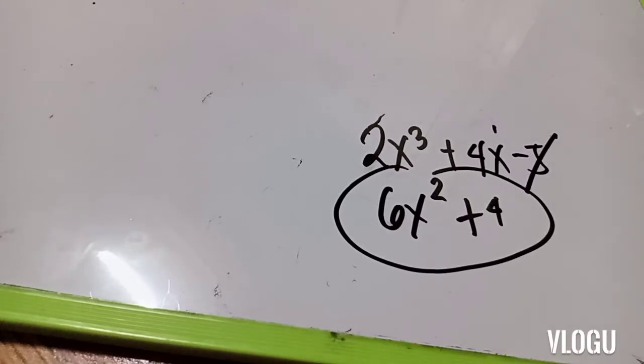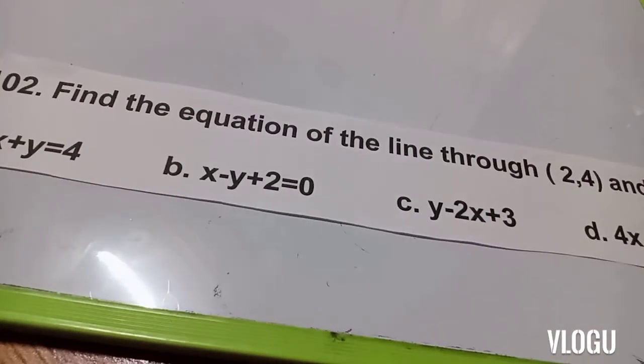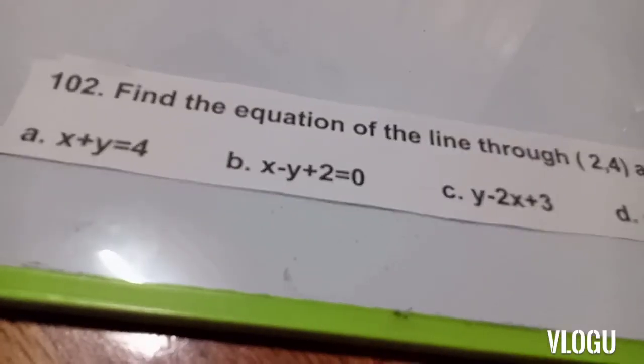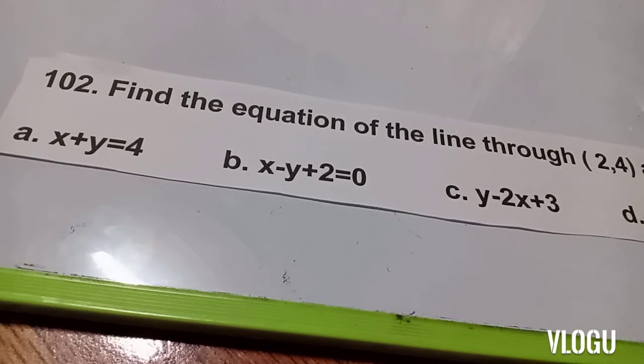Let's have 102. This is the given: find the equation of the line through (2, 4) and (4, 6). So, find the equation of a line. Let's try to recall our past lesson in geometry, when we speak about the equation of the line.